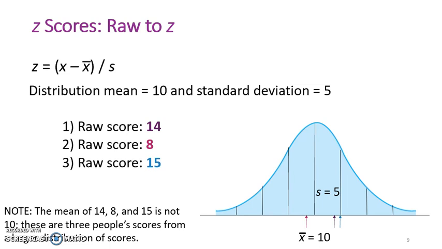Let's look at an example of computing z-scores. Take a look at the distribution on the lower right. If your distribution mean was 10 and your standard deviation was 5, shown on the distribution, you could compute a z-score for the raw scores of 14, 8, and 15. In reality, you convert every score in the distribution from a raw score to a z-score. Let's just practice converting 3 scores. Note that 10 is not the mean of these 3 scores. These 3 scores come from a larger distribution of scores with a mean of 10.